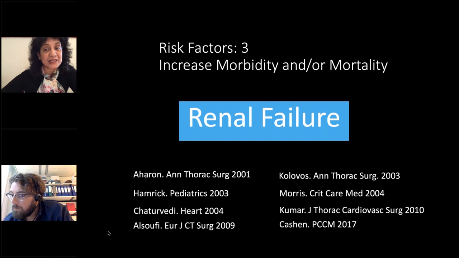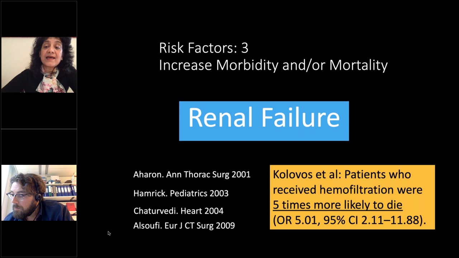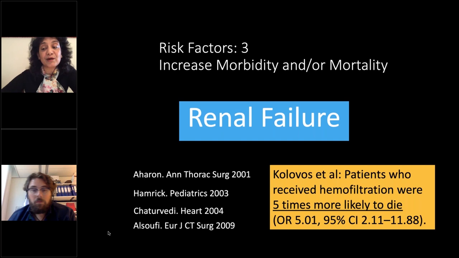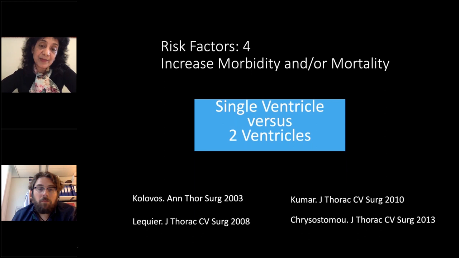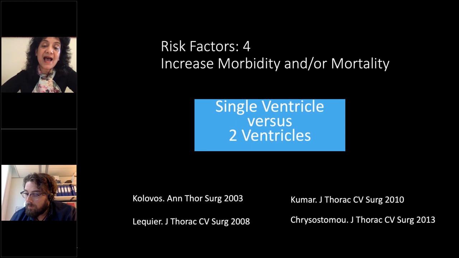So much so that Colliver et al. said that patients who received hemofiltration were 5 times more likely to die. And you can see that the odds ratio is 5 with a 95% confidence interval from 2 to 11.8. The next risk factor is whether the child has single ventricular repair or a two ventricular repair, and it is obvious that those children who had a biventricular repair strategy and were then cannulated onto ECMO had better outcome.